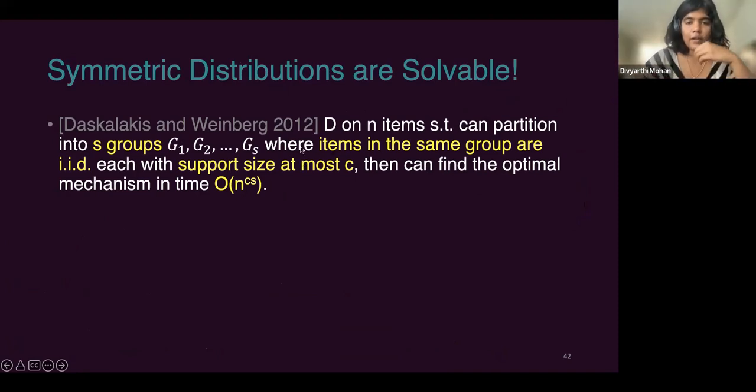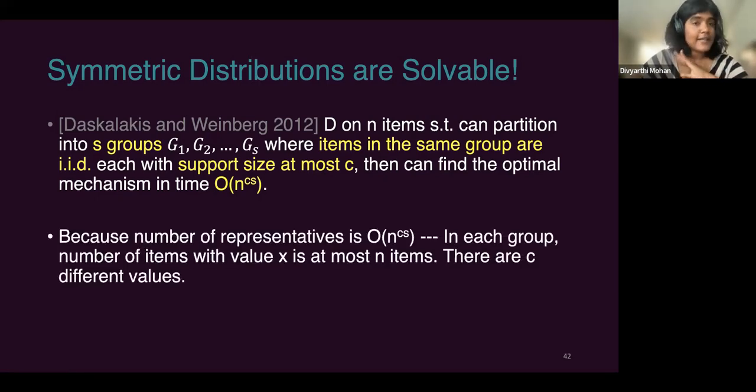So they show that for these kinds of distributions, you can find the optimal mechanism in time n to the CS. So we have S different groups of items, and within each group, all the items are identically drawn. And the support size is going to be small. It's going to be just C. So for these kinds of distributions, they show that you can find the optimal mechanism in n to the CS.